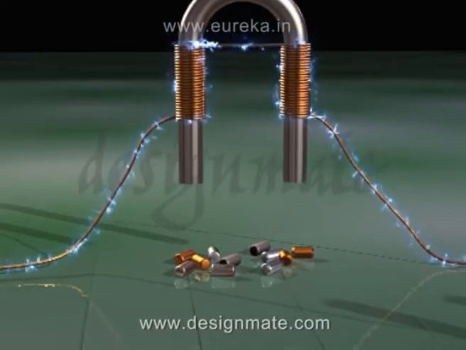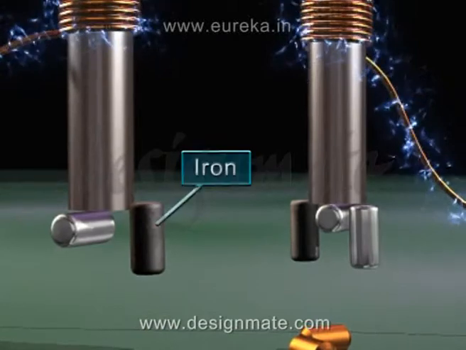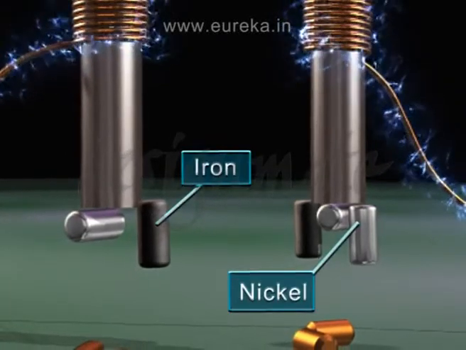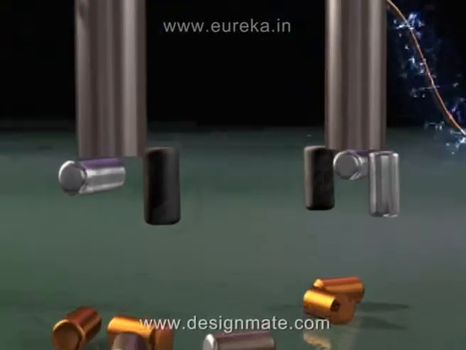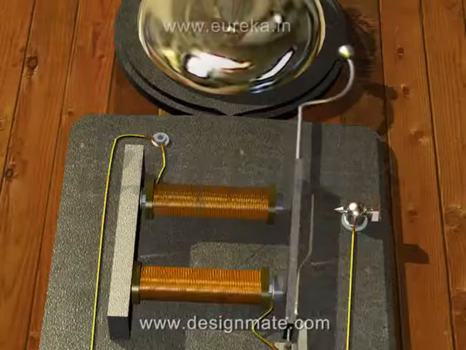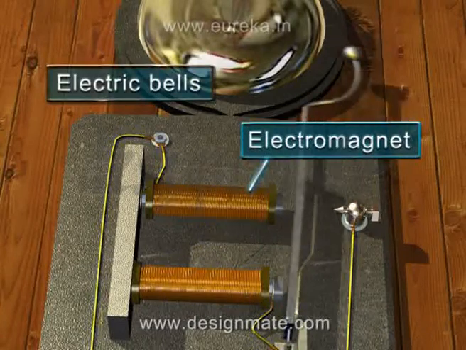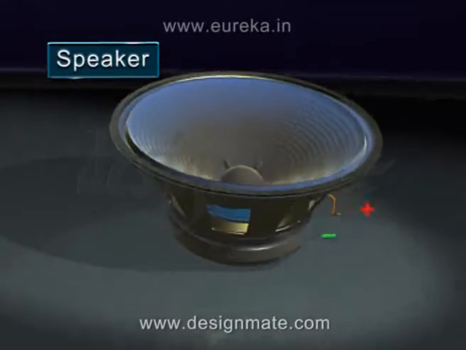Electromagnets are also used to separate the magnetic substances like iron, nickel, etc. from non-magnetic substances like copper, brass, etc. Electromagnets are also used in electric bells, speakers, etc.